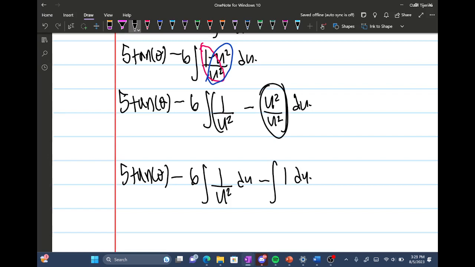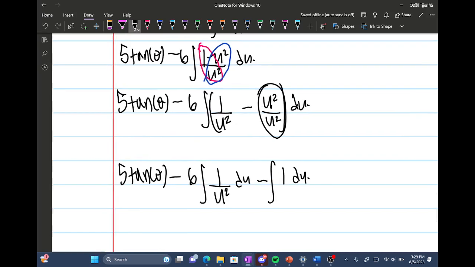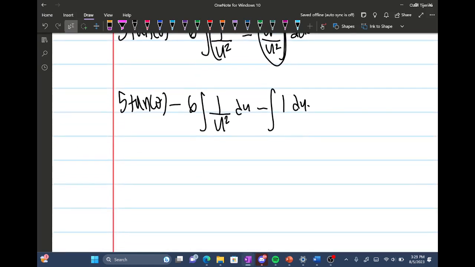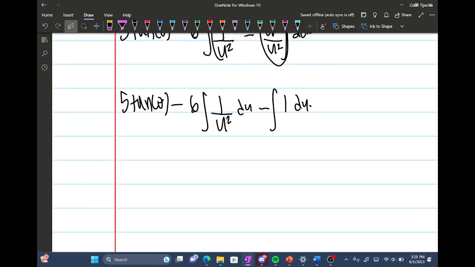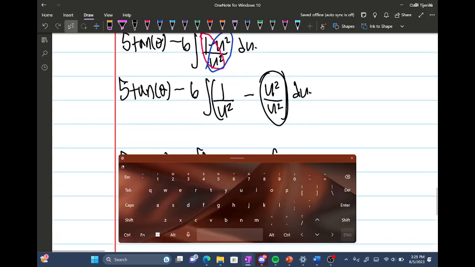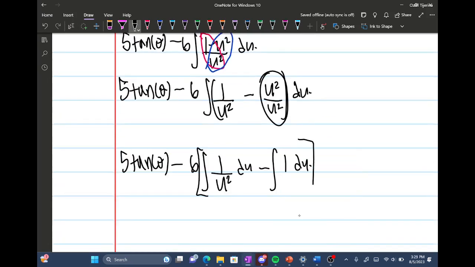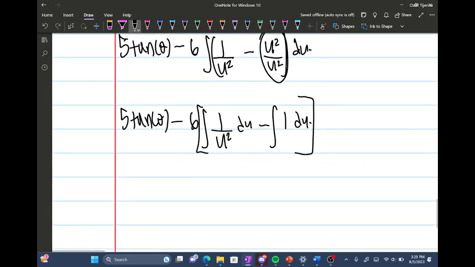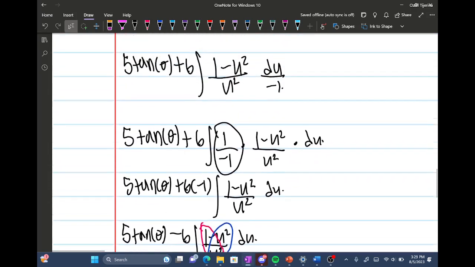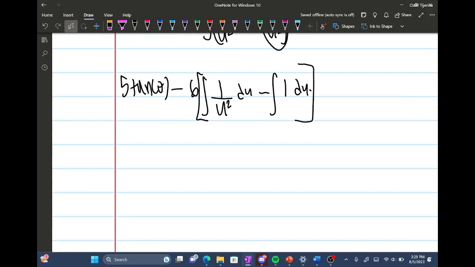So basically, this is going to become the following. And by the way, again, this whole thing is multiplied by 6. We want to make sure we make that very clear, because I almost forgot to put that in there. This 6 is being multiplied to all of this. So we have 5 tan of theta minus 6, and the integral of 1 over u squared du.